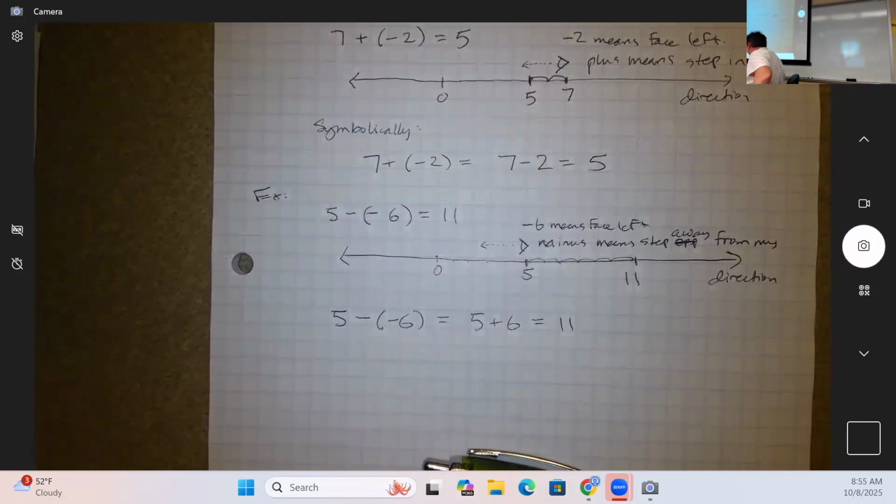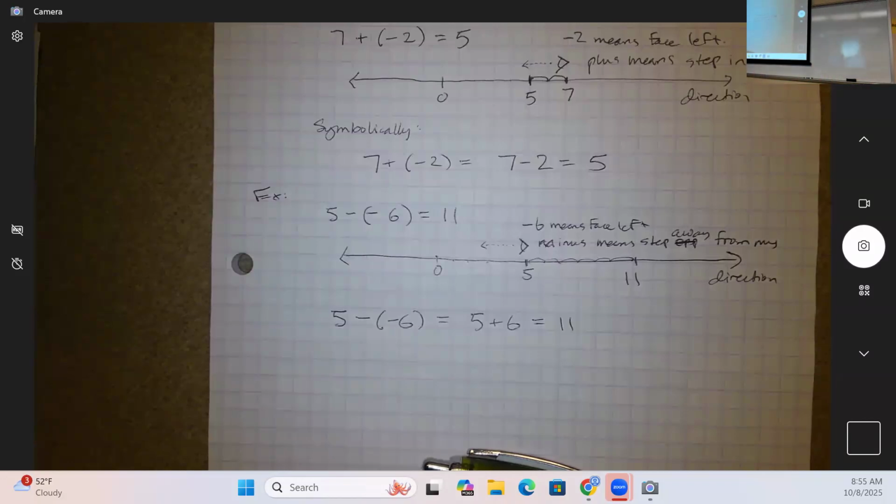Now, the folks on the video can't see this, but I'm going to demonstrate physically. So here's 0. Let's do 7 plus -2. So I'm out here at 7. It's -2, so I'm going to be facing your left. And it's addition, so I'm going to walk in the direction that I'm facing 2 steps, and I end up at 5.